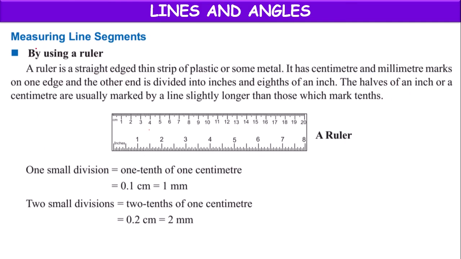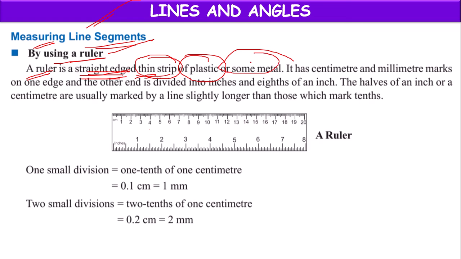Next, children: measuring line segments by using a ruler. This time, not with the help of a divider, but with the help of a ruler, how are we going to measure the line segments? A ruler is a mathematical instrument which has a straight-edged thin strip. It is made of plastic or sometimes metal, like an iron scale. We will be using plastic scales in our classroom. It is a thin strip, and the edges will be straight.